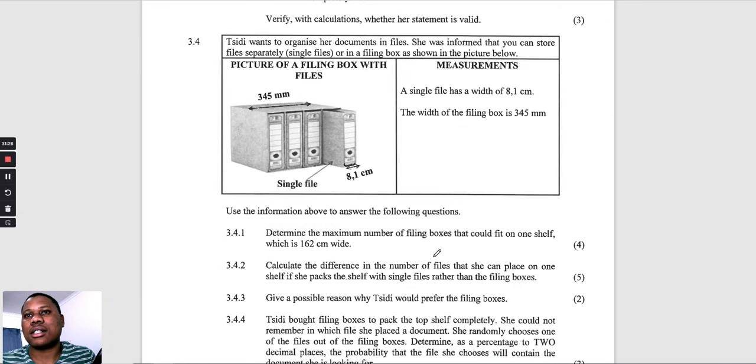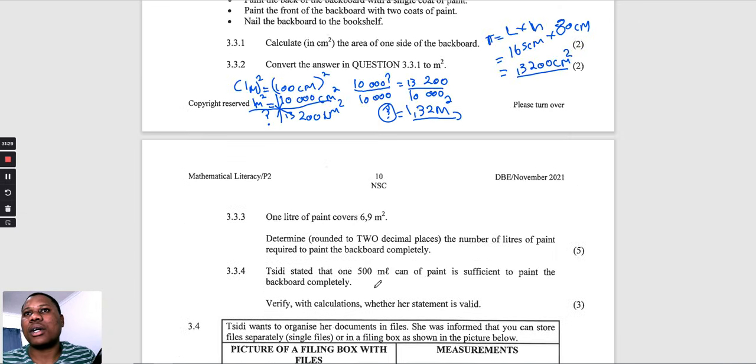Now when we move on, they say 1 liter of paint covers 6.9 meters squared. Determine, rounded to 2 decimal places, the number of liters of paint required to paint the backboard completely. Remember, our backboard needs to be painted one side with one coat and then the other side with 2 coats. Remember that we have an area of one side. That means we are going to paint this.